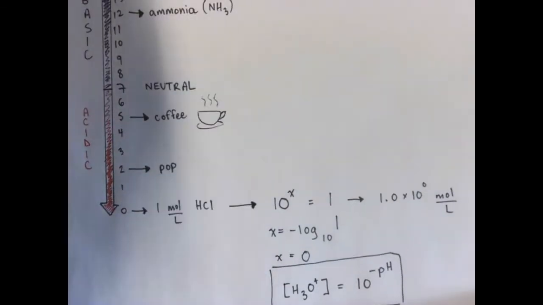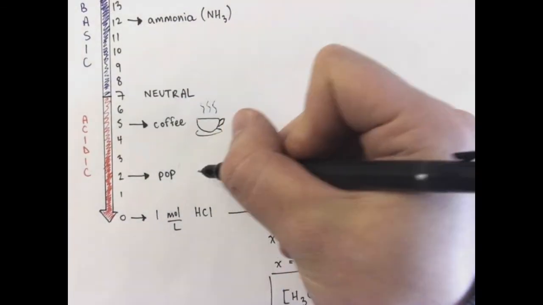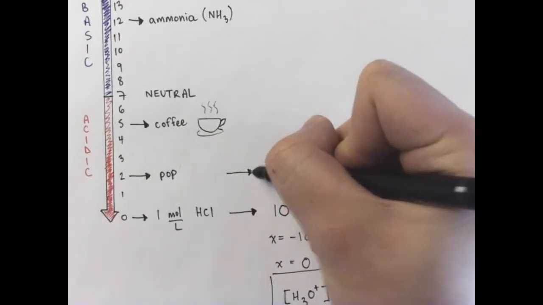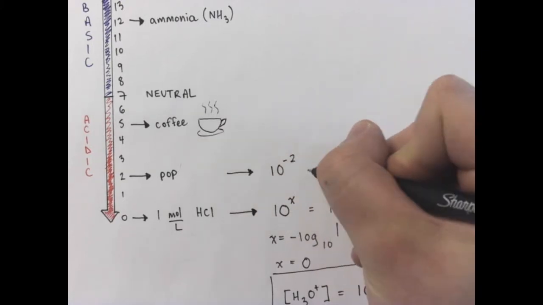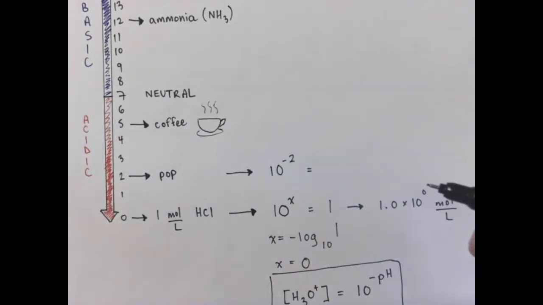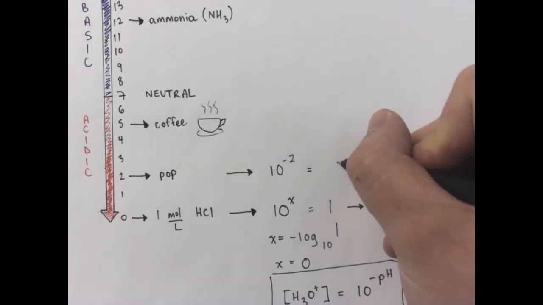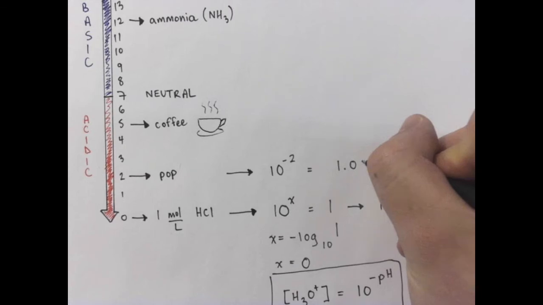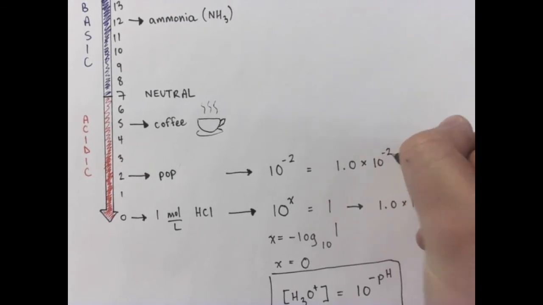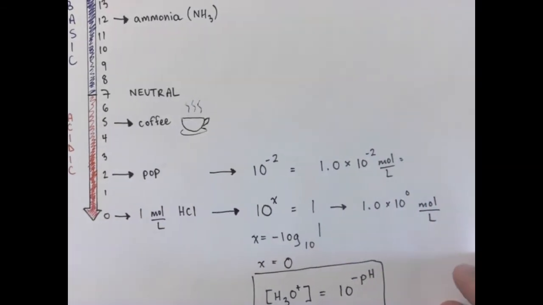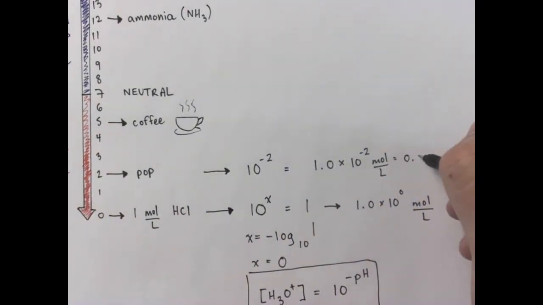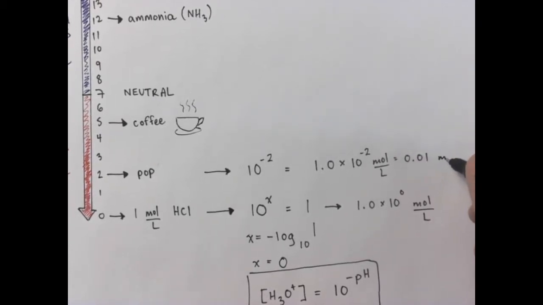So if we want to go in reverse, we take hydronium ion concentration equals 10 to the negative pH. So what's the concentration of pop? It has a pH of 2, so I would do 10 to the negative 2. That would give me a concentration of 1.0 times 10 to the negative 2 moles per liter. And if I write it out as a decimal number, that would be 0.01 moles per liter.